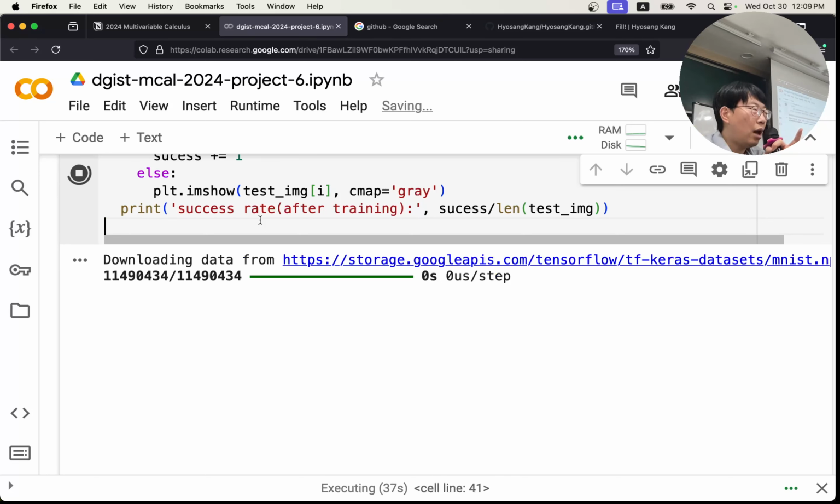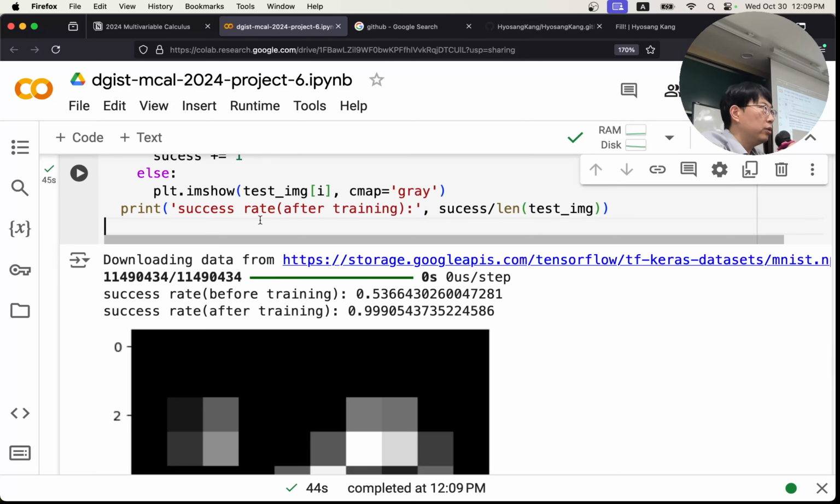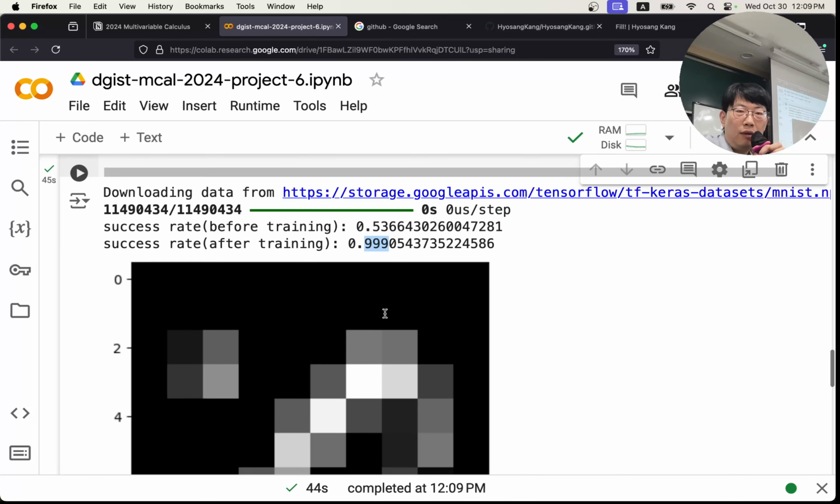If you want to have a model that predicts all the digits from 0 to 9, then you cannot use one value, one neuron. You cannot use just one neuron. You need to have 10 neurons to classify your image. Okay, so here is the result. You get 53% before training, but 99.9% after training.